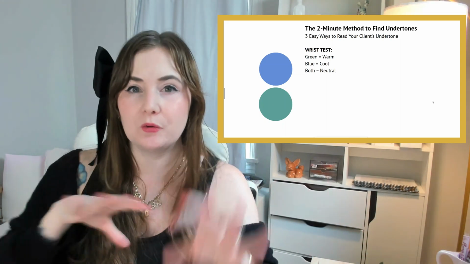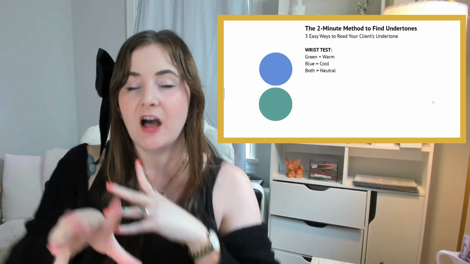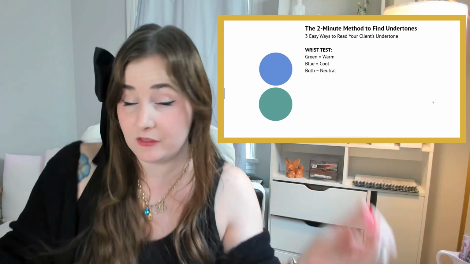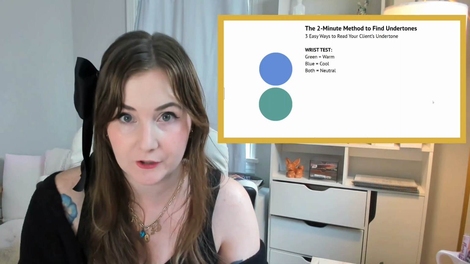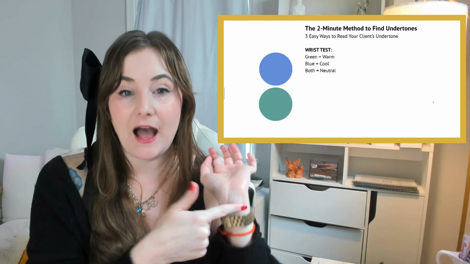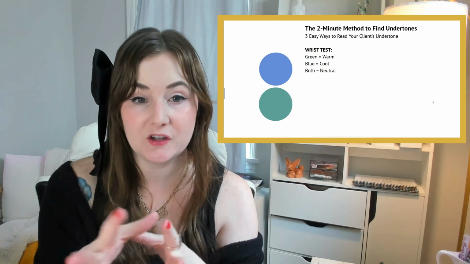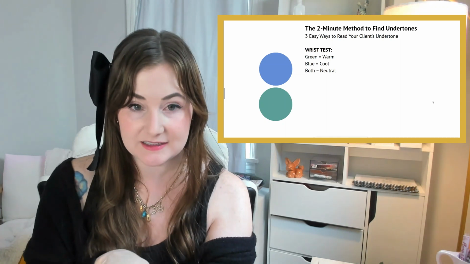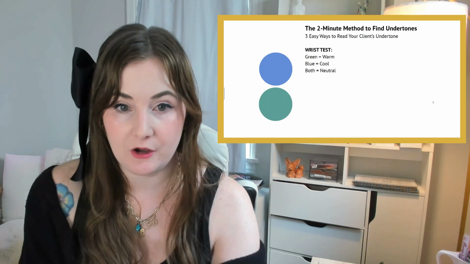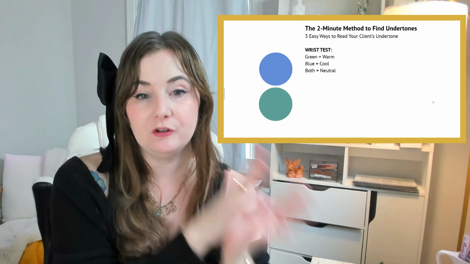Now we're going to cross check and double check. We want to have a couple indicators throughout these tests in order to confirm. But right now I'm in the cool territory because I have blue purple veins. Okay. So how this goes is if you have green veins, you are going to be warm tone. And if you have blue or purple, you're cool tone.